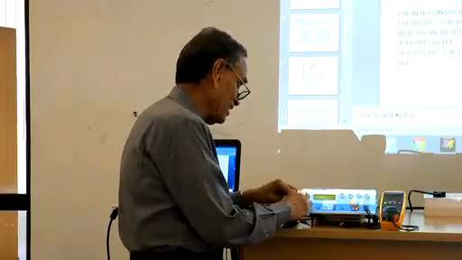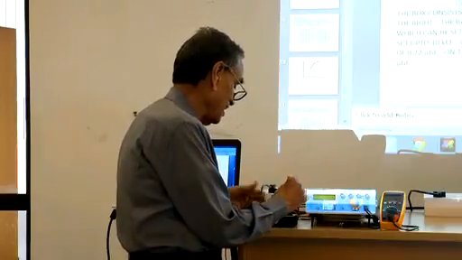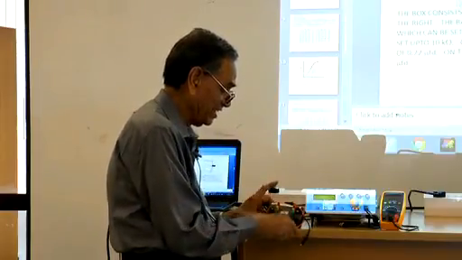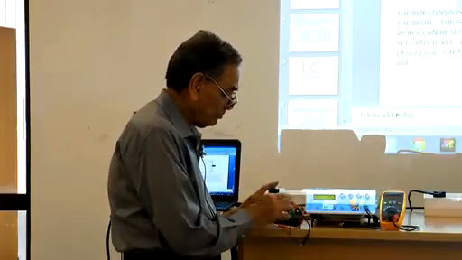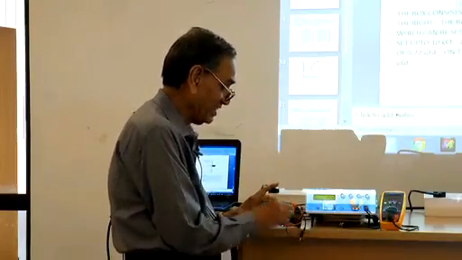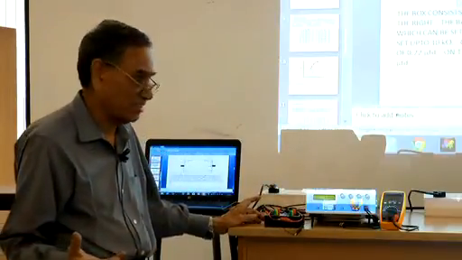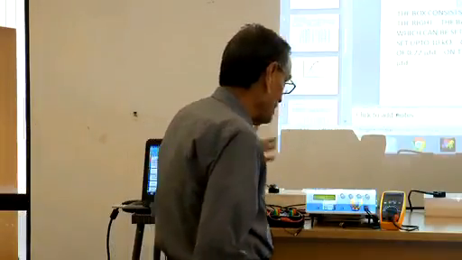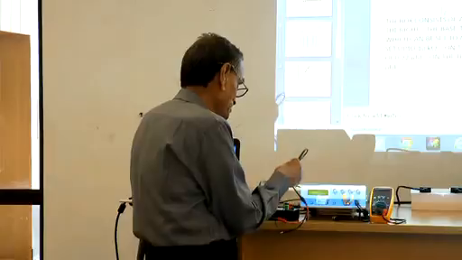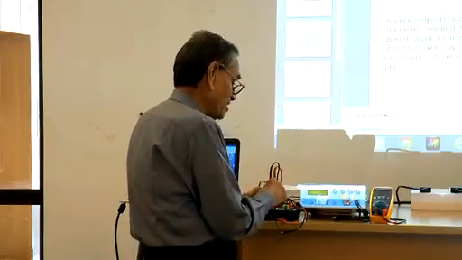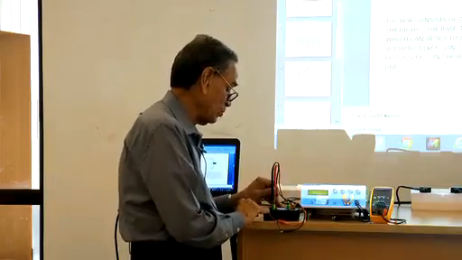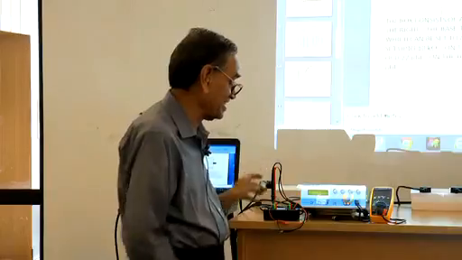For the high pass filter, you connect the input to the red terminal here. These two are shorted, so the other end of the signal generator need not be changed. Now we measure the input voltage, that is 0.953, and the output voltage, which is 0.638.